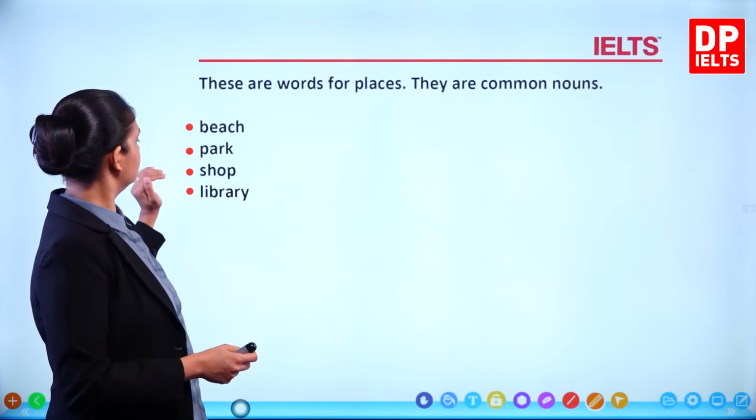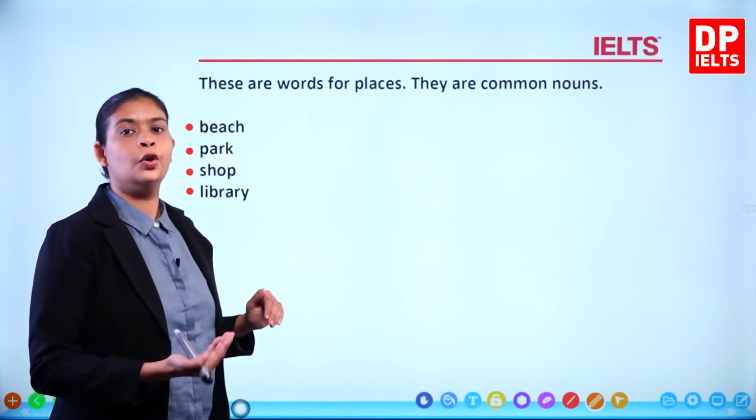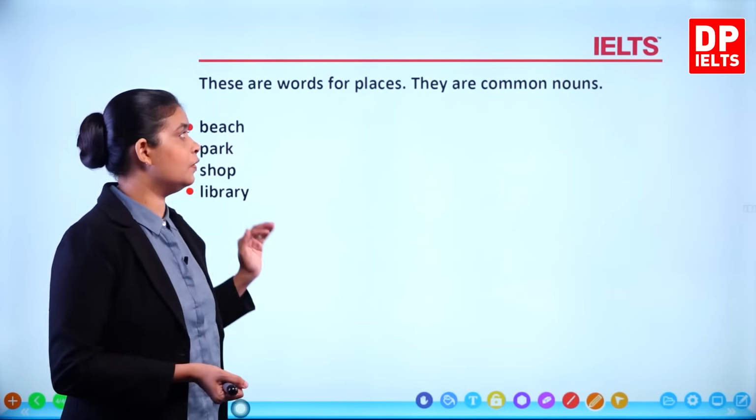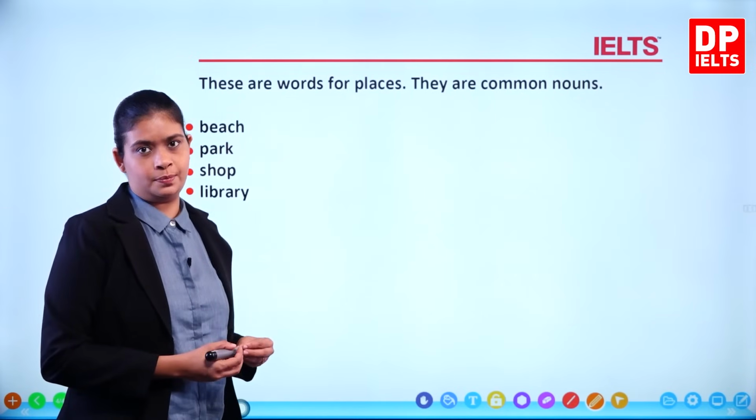So park and library. So those are the common nouns in terms of places. These are just a few examples.